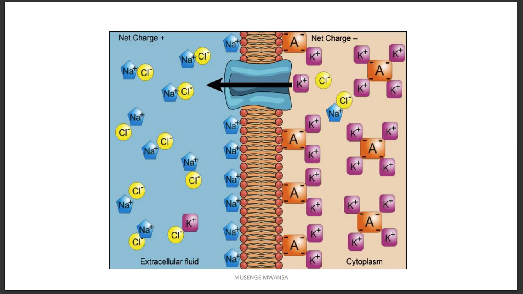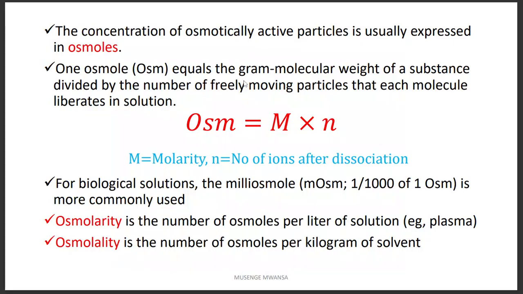We know the movement of water from one compartment to the other down the concentration gradient is osmosis. So these ions are able to move, attracting water with them. We call them osmotically active substances. We have other substances which are too small and will just be moving anyhow without any limitation. An example is urea. Those are not osmotically active.